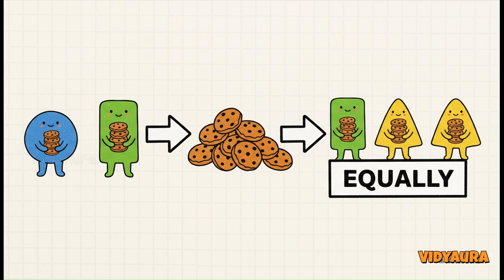Imagine you and your friends all put your cookies together into one giant pile. The average is just how many cookies each person would get if you shared that pile out perfectly, so everyone gets the exact same amount. Now that's a tasty way to think about math.